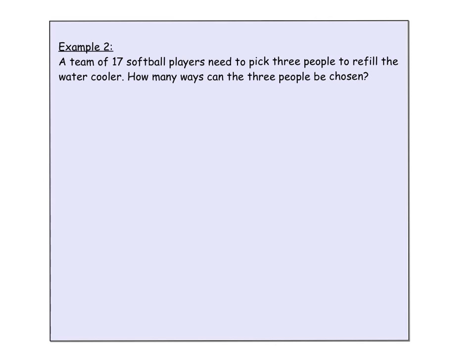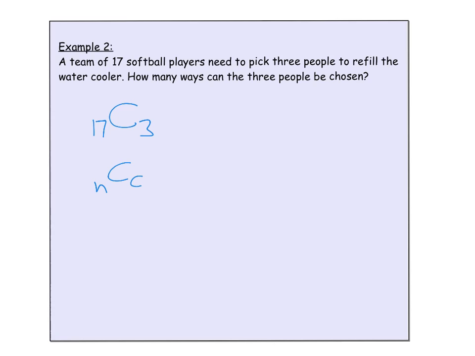Order doesn't matter here. And the reason order doesn't matter is you're picking 3 people to do the same job. If you're picking 3 people to do 3 different jobs, then it would be a permutation. But being they're all filling the water cooler, this is just a combination of 17 taken 3 at a time. So this is that NCR button.